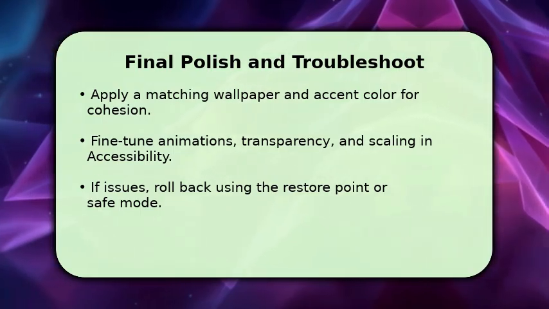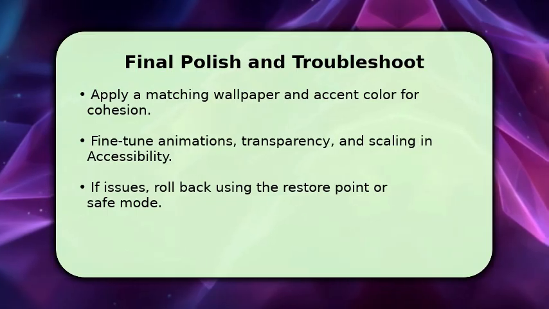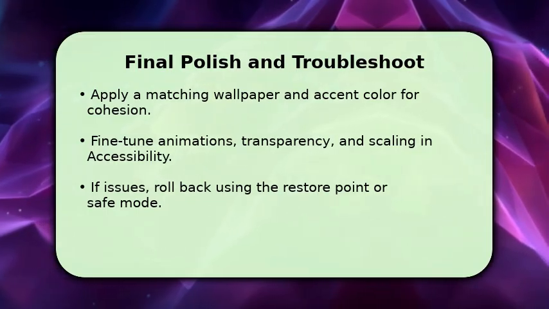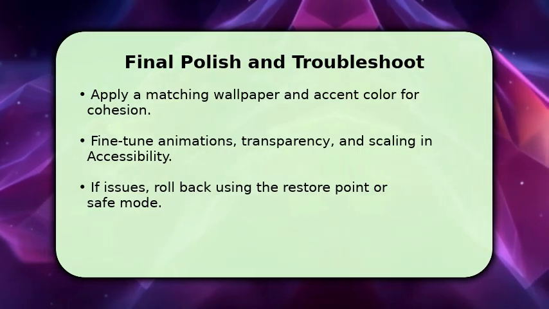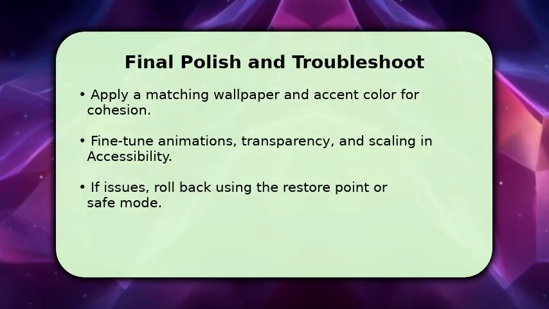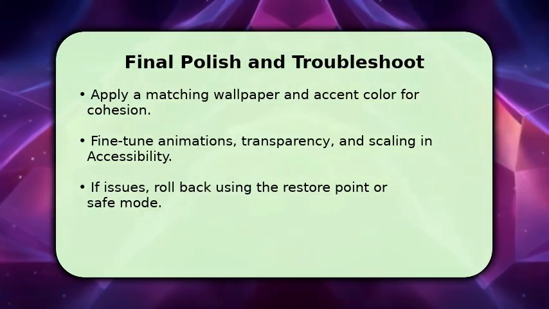If something breaks or Windows behaves oddly, use the restore point you created or boot into safe mode to undo the last change and uninstall the theming tool. This quick rollback prevents prolonged instability and gets you back to a working baseline.